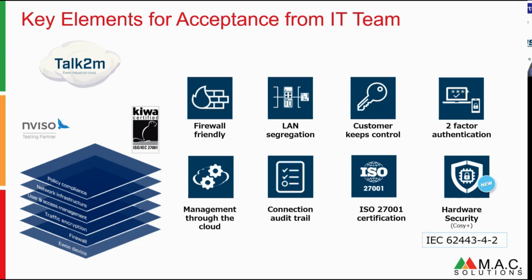Now, Ewon's 7-layer cybersecurity architecture ensures end-to-end protection for industrial remote access and data communication. This multi-layered strategy is aligned with the industry best practices to safeguard OT networks from cyber threats while ensuring seamless and secure connectivity.